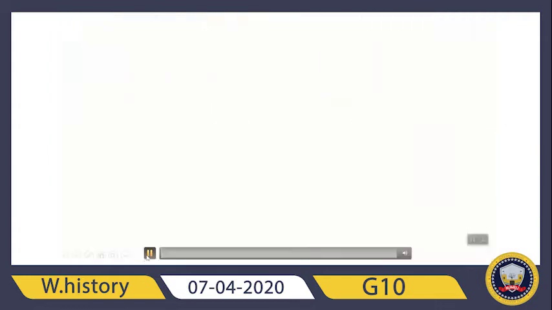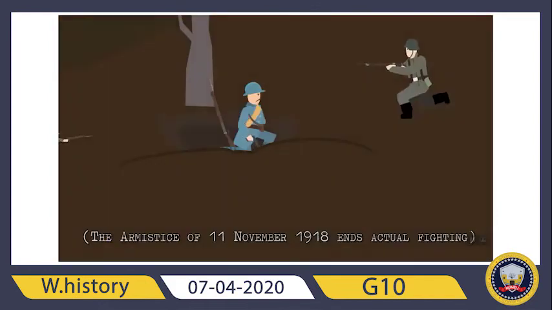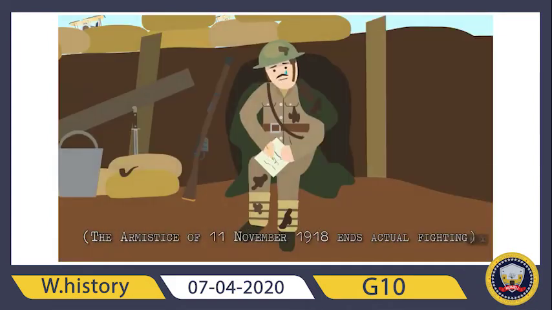The Treaty of Versailles, 1919. World War I officially came to an end with the signing of the Treaty of Versailles on June 28, 1919.